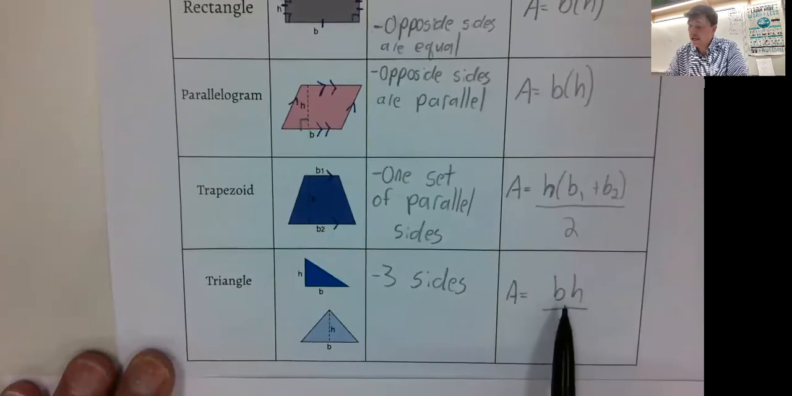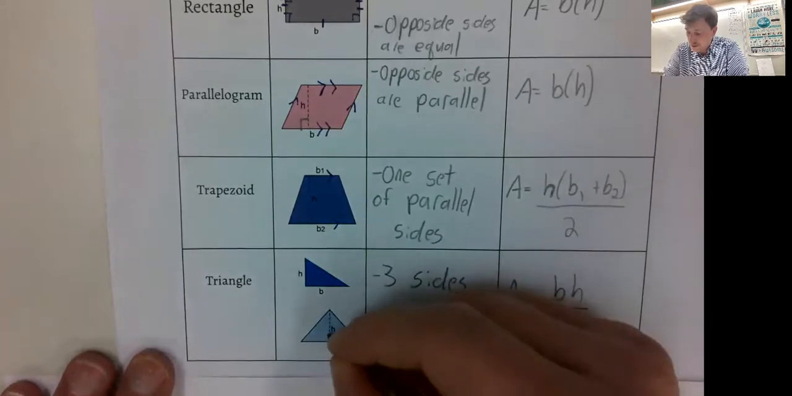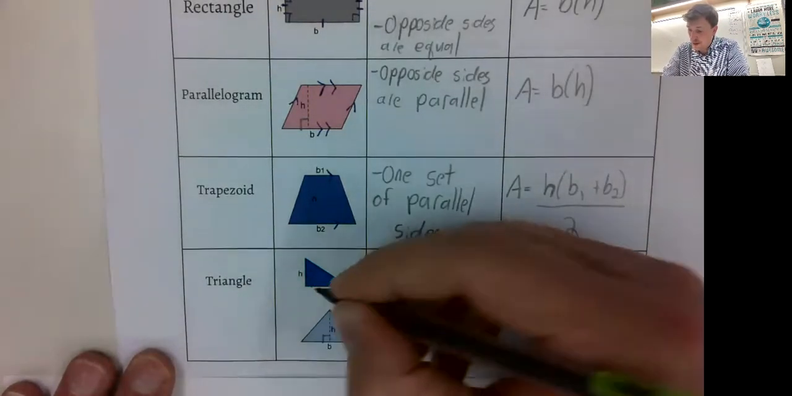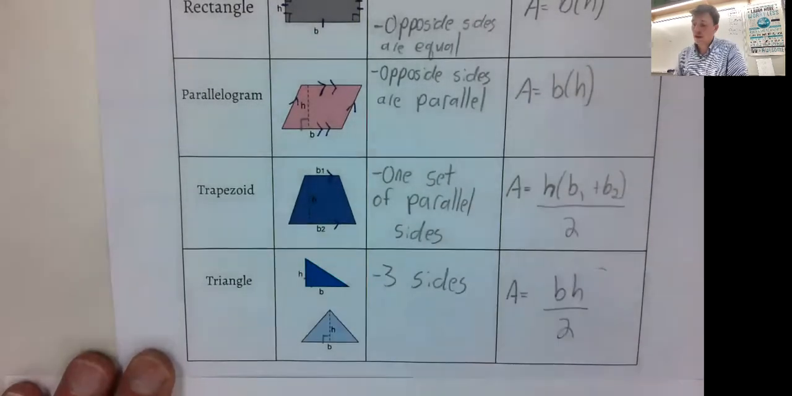And again, I keep saying it, but it's really important. The base and the height meet at a 90-degree angle. So if I were looking at this light blue one, this length here is not the height. The height is what meets the base at 90 degrees. And this dark blue one, it does that already with my 90-degree angle.